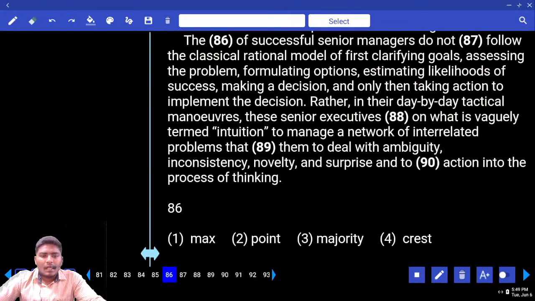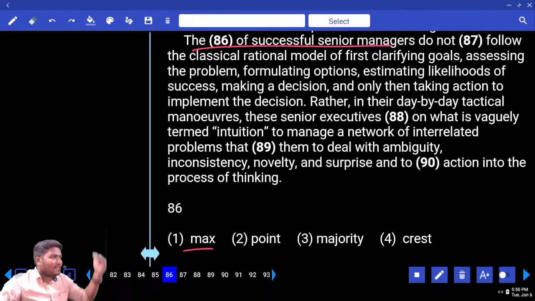The blank of successful senior managers do not blank follow the classical rational model of first clarifying goals. The max, remember, in communication we say max, the max percentage, but in formal sentences we never use the word max. First of all, this is out. The point of successful senior managers, the majority of successful senior managers, the crest.